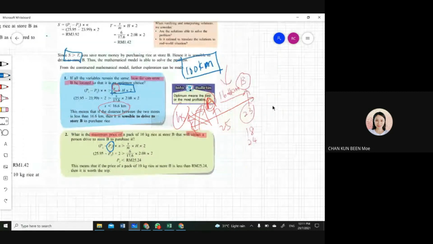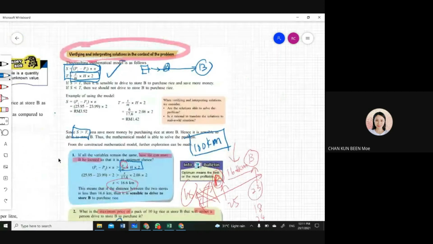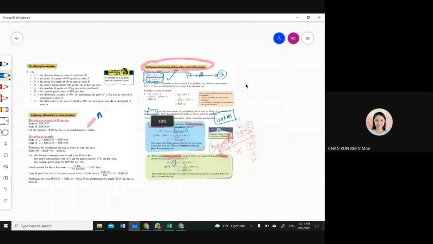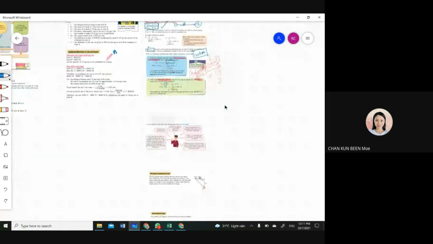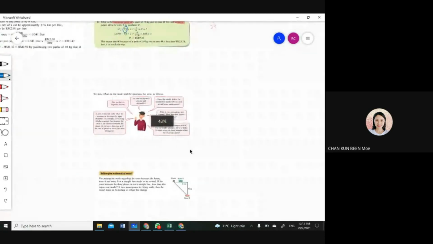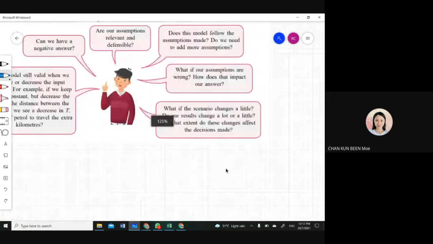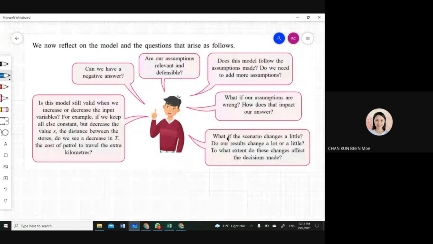Okay, that is the mathematical model. So after this, V is R. R is refining the mathematical model. Now we need to refine the mathematical model. How do we refine? There are a few questions you can ask yourself before you refine it. These are examples of the questions.